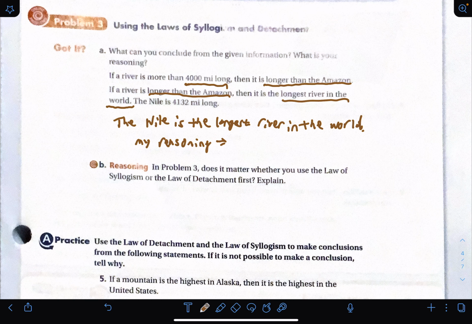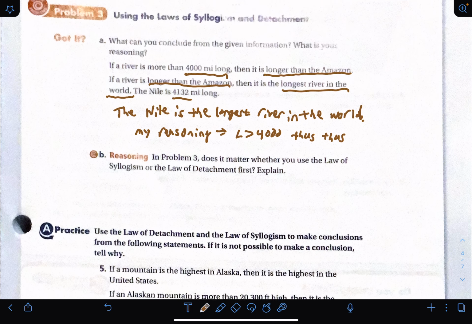is that any river length, L, is greater than 4,000. It says right up here is the longest river, and if it's longer than the Amazon, it's longer than the Amazon. If it's longer than the Amazon, then it's the longest river in the world. So since they just said 4,132 is the length of the Nile, L is greater than 4,000. Thus, the Nile is the longest river in the world. Okay.